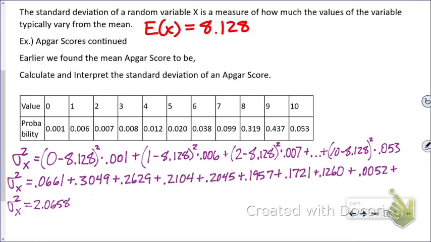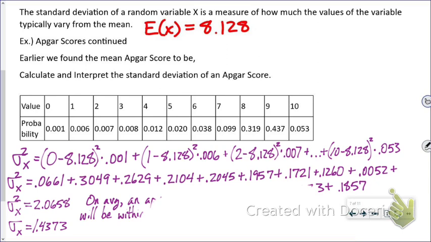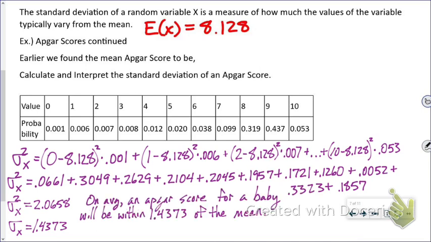All right, so there is each term for the variance. And then for the very last step, you need to square root 2.0658. And there is some of it. So you square root 2.0658 and you get that standard deviation. And we also needed to interpret it. So I wrote down my interpretation. And there's the whole problem. All right, remember a standard deviation is a form of an average. So there you go. Make sure you use context.